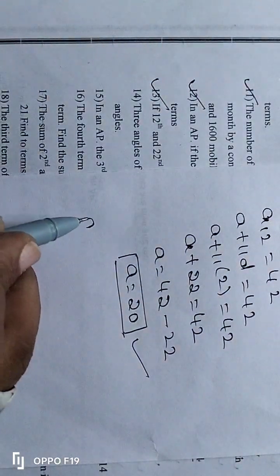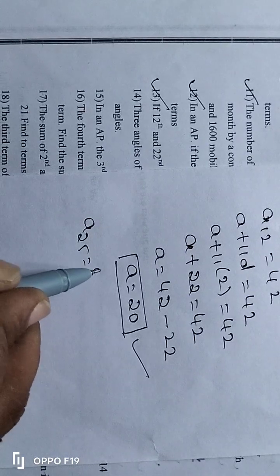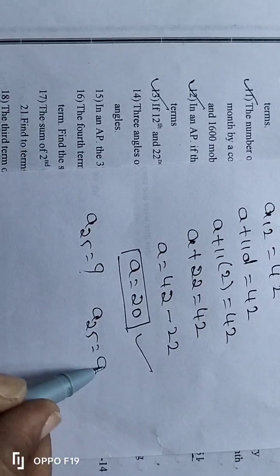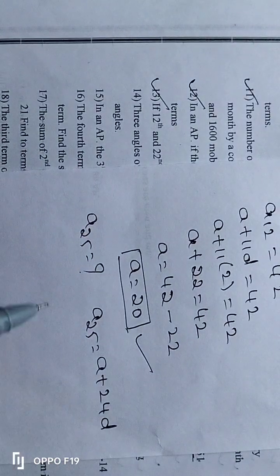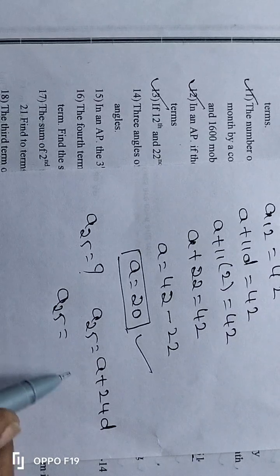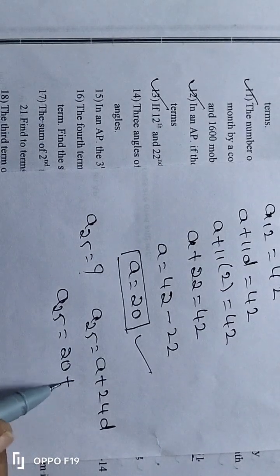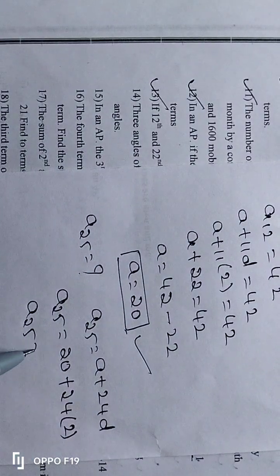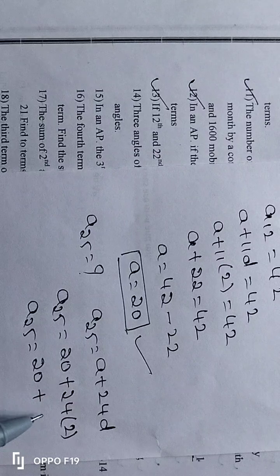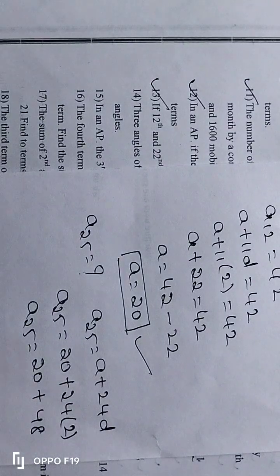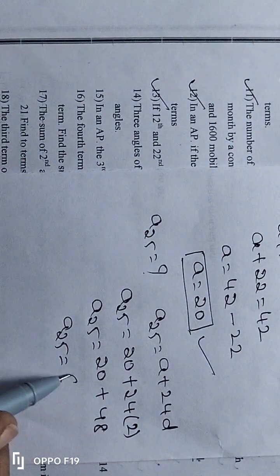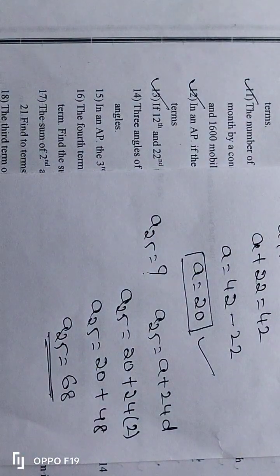Now, let us find out the 25th term. So, A25 is equal to question mark. A25 can be written as A plus 24D. So A25 is equal to A, 20, plus 24 into D, 2. So A25 is equal to 20 plus 24 twos are 48. So A25 is equal to 20 plus 48, which will be 68. So like this we have to find out the 25th term.